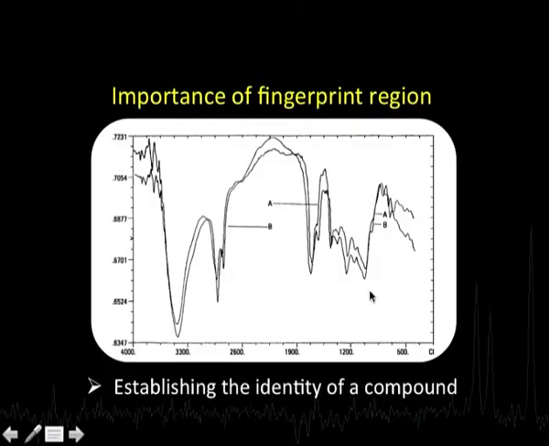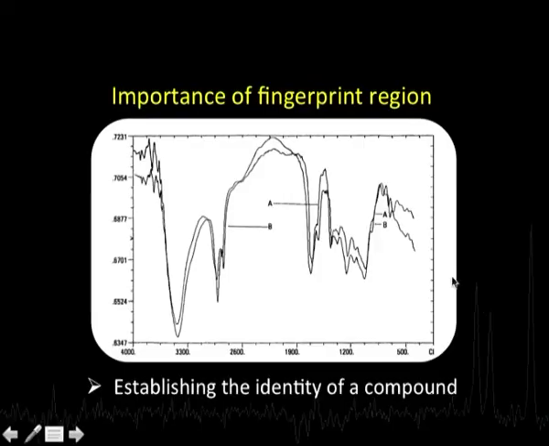Now, let us look at the importance of this fingerprint region. That is one of the most crucial points here. If I want to establish the identity of a compound, suppose I have a certain molecule A, and I have an authentic sample of it. Suppose I have a sample of aspirin, a simple example. Now, suppose I make a preparation of aspirin in the laboratory and I want to see whether I have been able to get aspirin or not.